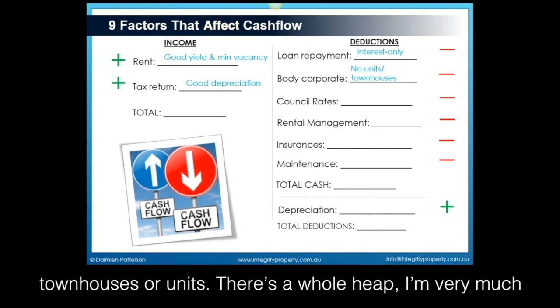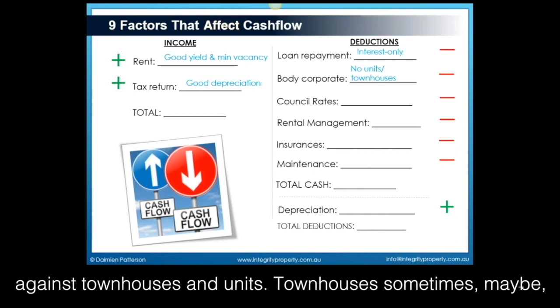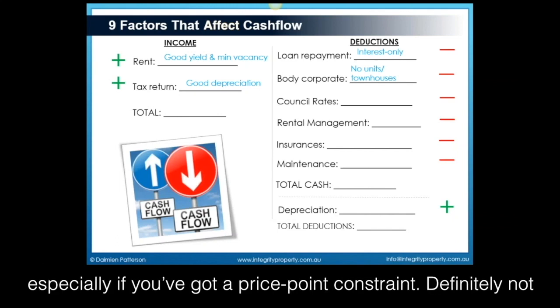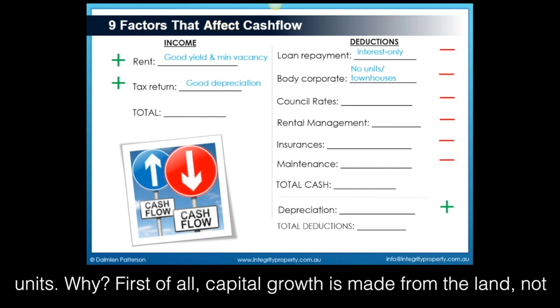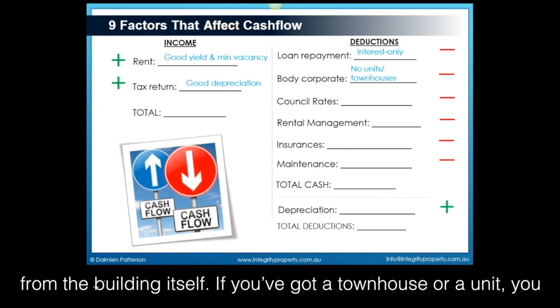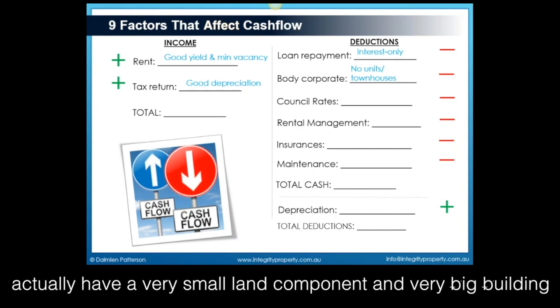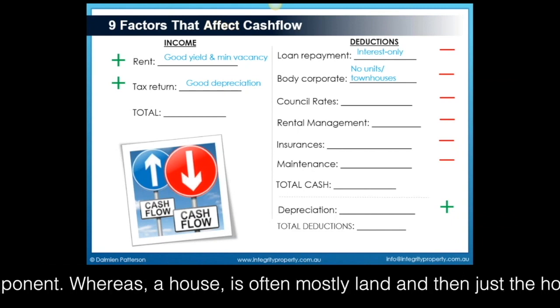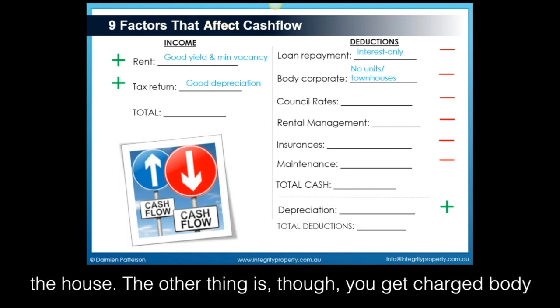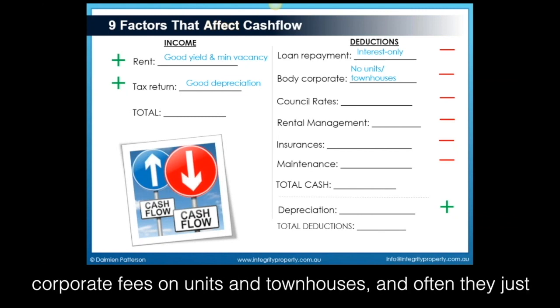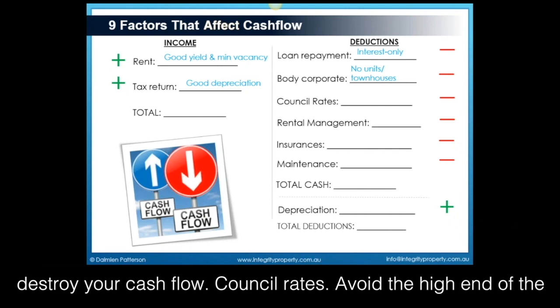Do not buy townhouses or units. I'm very much against townhouses and units. Townhouses sometimes maybe, especially if you've got a price point constraint, definitely not units. Why? First of all, capital growth is made from the land, not from the building itself. If you've got a townhouse or a unit, you actually have a very small land component and a very big building component, right? Whereas a house is often mostly land and then just the house. The other thing is, though, you get charged body corporate fees on units and townhouses, and often they just destroy your cash flow.